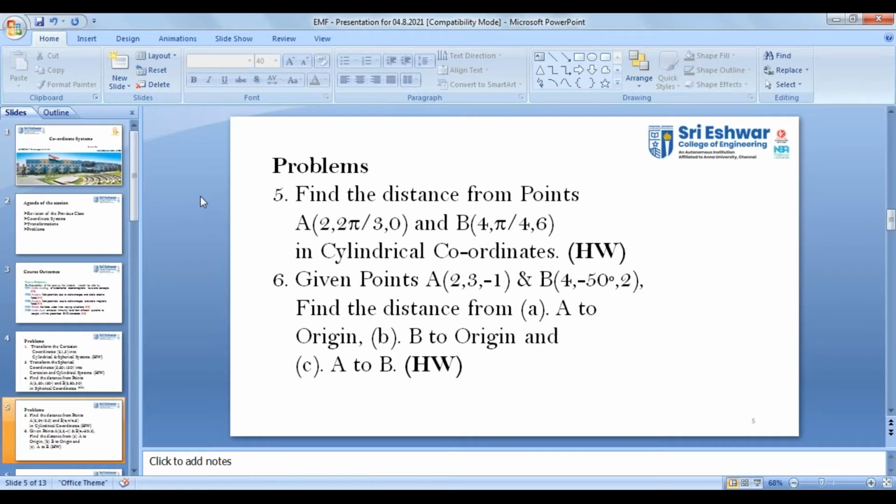There are two numbers and one angle. Two numbers and one angle means it becomes a cylindrical system. So we have to find the distance between these 2 points. But my question is, what is the angle given here? In terms of radians, the angle has been mentioned here. You have to convert the given radian into degrees.